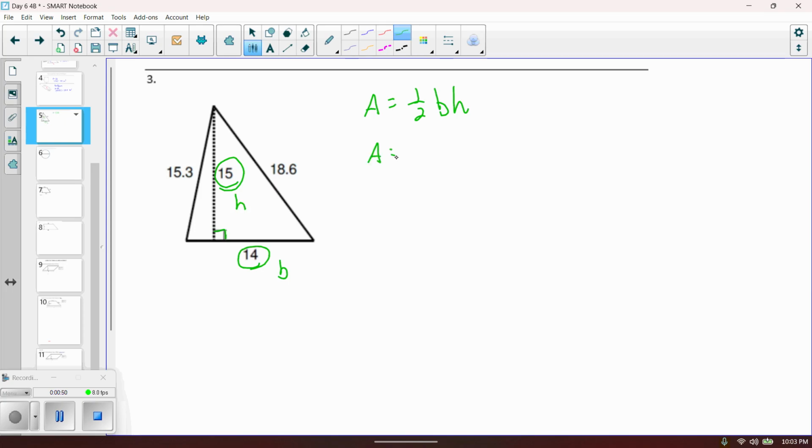So the area of this is going to be 1/2 of 14 times 15, which works out to be 105. And there's no units on this one like we had last time, but if there were, remember, because it's an area, it would be whatever the unit is. So we'll just say units because we don't know what it is, squared, because it's an area. All right, and obviously you can plug that stuff into your calculators and get those values.